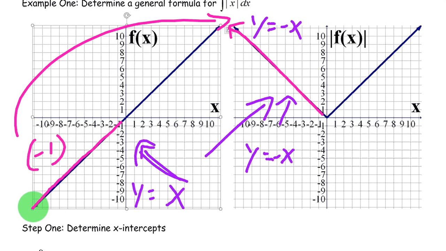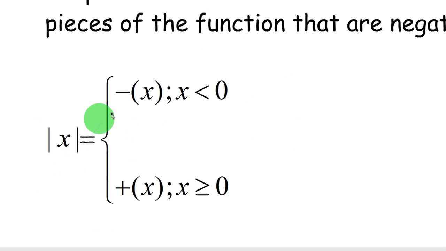Now the piece that was already positive, we're keeping the same. We don't have to multiply that by -1 because it's already above the x-axis. So that leads us to this piecewise function, meaning that the absolute value of x can be rewritten as negative x for x is less than 0, and positive x for x is greater than or equal to 0. And if you graph it again, you'll get this V, which is the same as the absolute value of x.